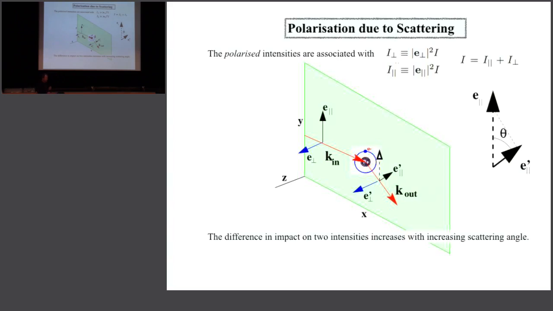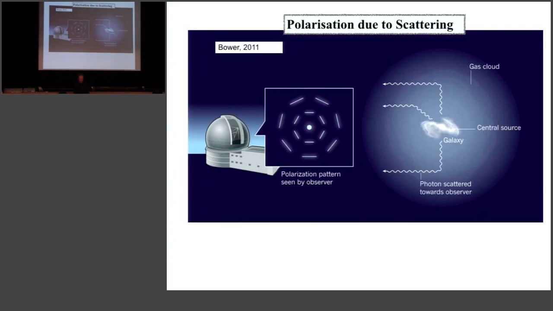Just to stress that, scattering affects these two different intensities, I parallel and I perpendicular, in different ways, and in ways that depend on scattering angle. So the difference is maximum when the scattering angle is 90 degrees. This is when you really kill off one of these components and transmit the other one completely. So large scattering angle means large polarization.